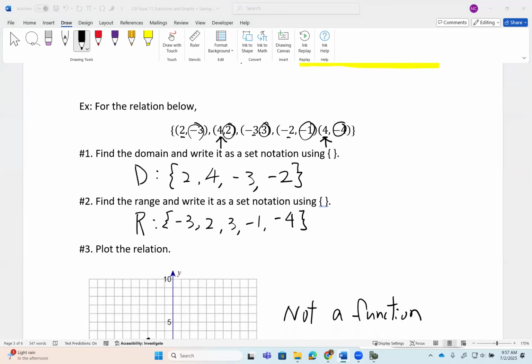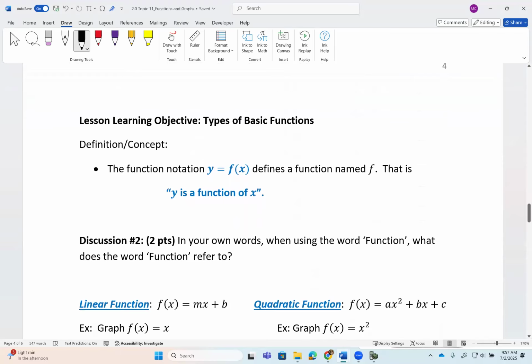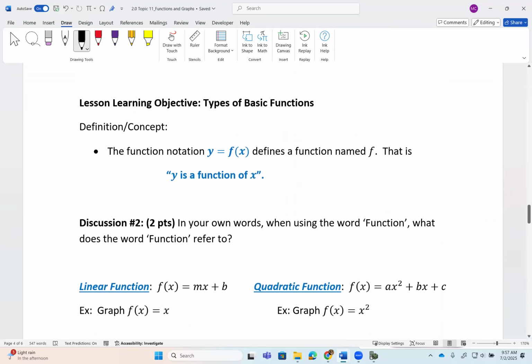All right, so here is a big jump: different types of functions. In function notation, y equals, that means y is a function of x. Back in the previous topic, for the linear equation, we solved for y, to write it in slope-intercept form, y equals mx plus b. To graph, we always solved for y. But now we are changing that to y as a function of x.